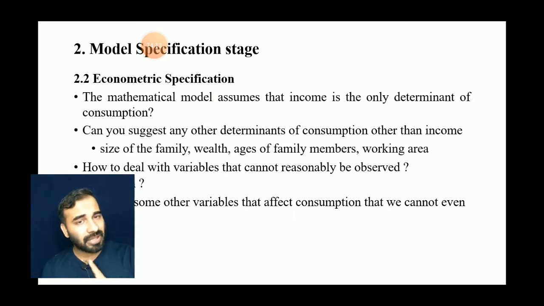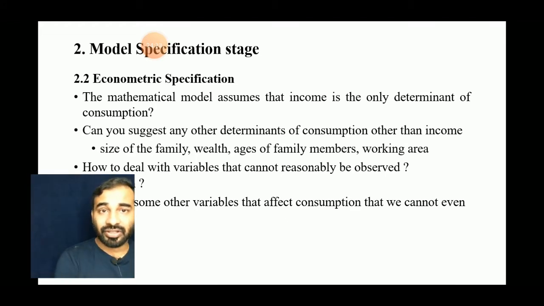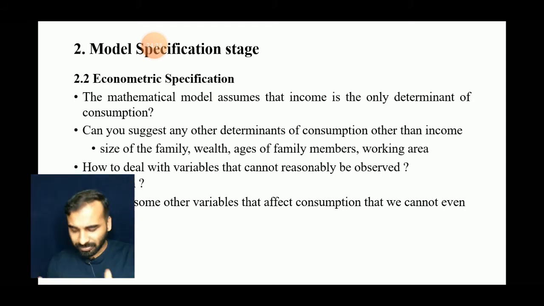How many persons are there in this household, how many members, what's the size of the family? Where is this household located, in an urban location or a rural location? Whether this person is married or not. All these will affect the consumption pattern. So in the mathematical model we assume that income is the only factor, but in reality there are a large number of other factors.